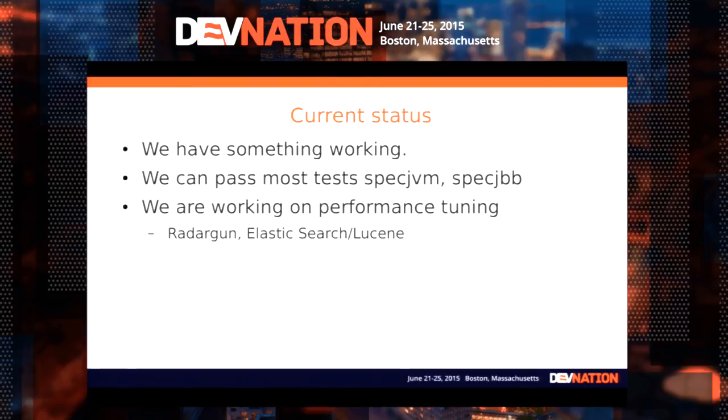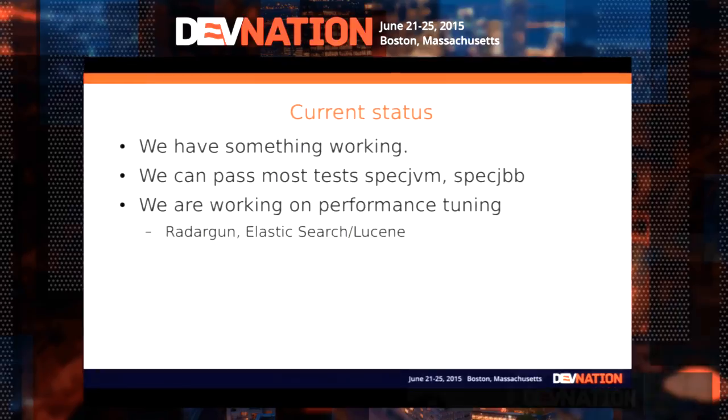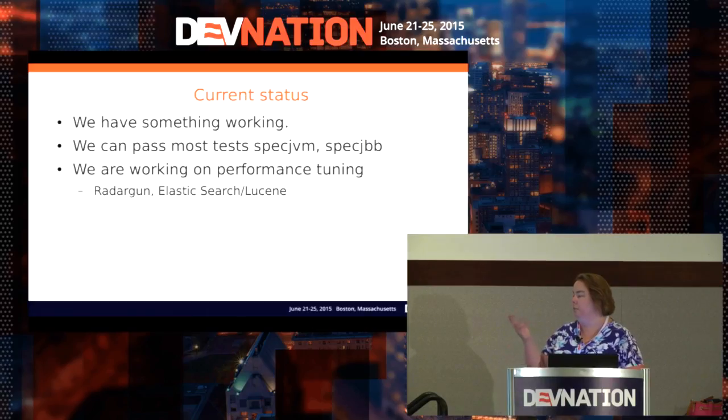All right, our current status: we have something working. We can pass most tests like SpecJVM and SpecJBB, and we're working on performance tuning, in particular Radar Gun, which is the JBoss data grid, and Elasticsearch/Lucene, where we have a test case for those as well. We think that once we have everything working, we should be able to do really well on, say, SpecJBB 2015.